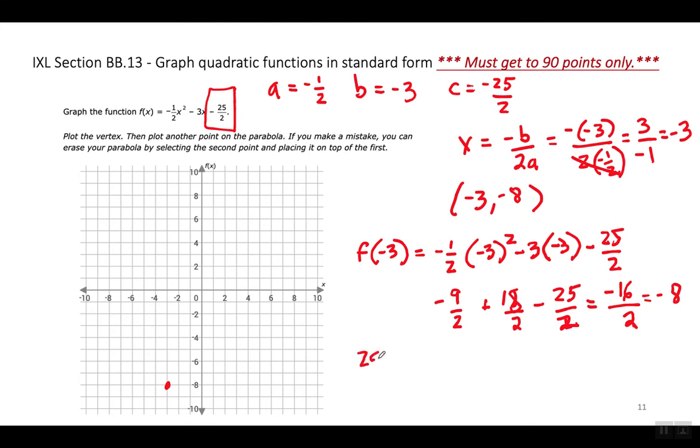What's 25 divided by 2? All right, an easy way to do it is just do 24 divided by 2. 24 divided by 2 is 12, and then just add 0.5 to it. So it's going to be negative 12.5. All right, so that does not fit on our graph. So I'm going to have to use another point.